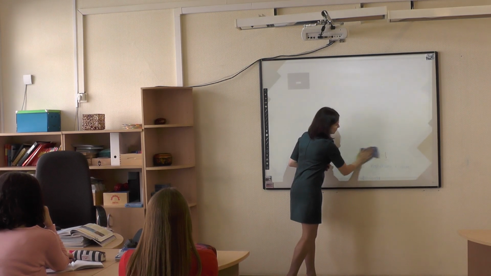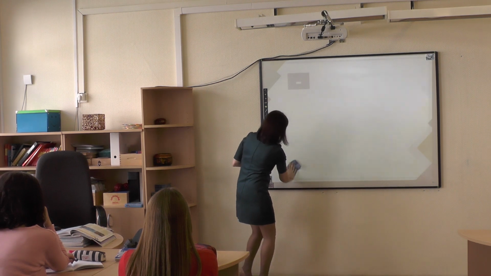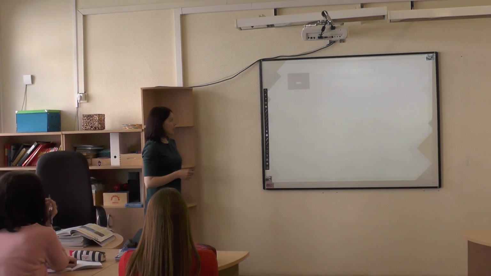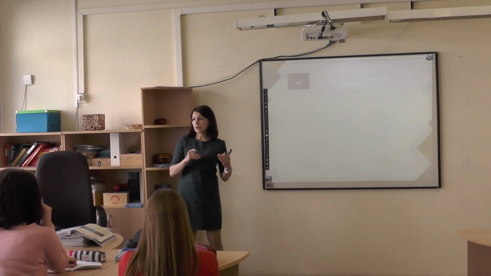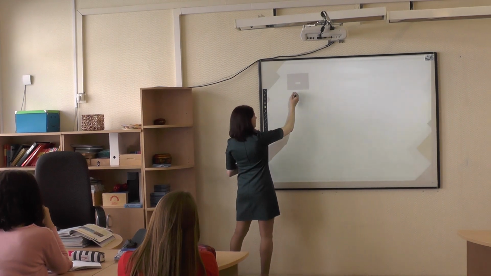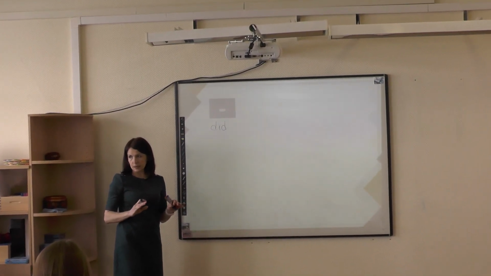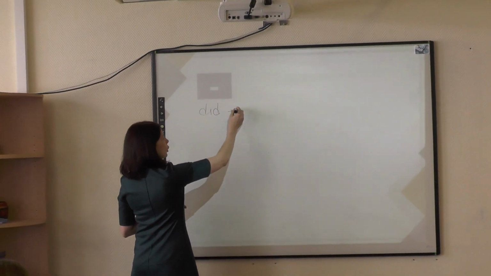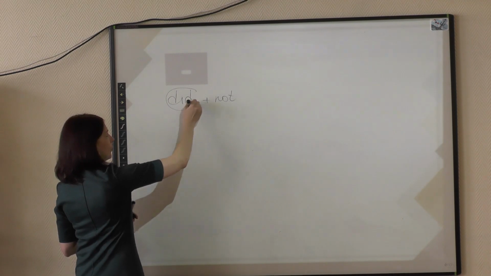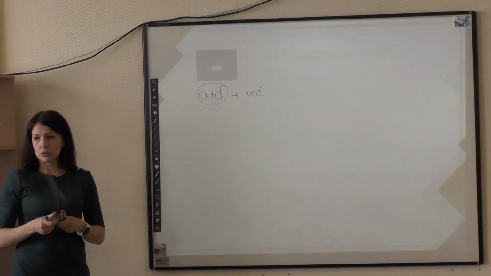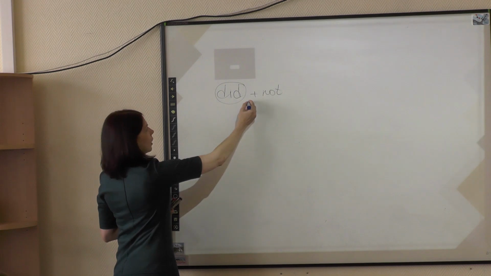Sorry, just a moment. So write this sign in your copybooks. Then we will write the auxiliary verb. We use the auxiliary verb did in negative sentences and in questions. So write did. We shouldn't translate did. Yes, it's an auxiliary verb plus not. So did plus not. And in oral speech we use the contraction didn't.